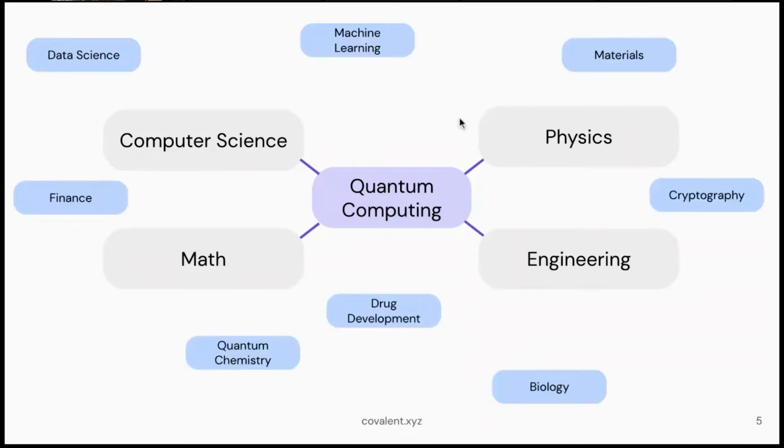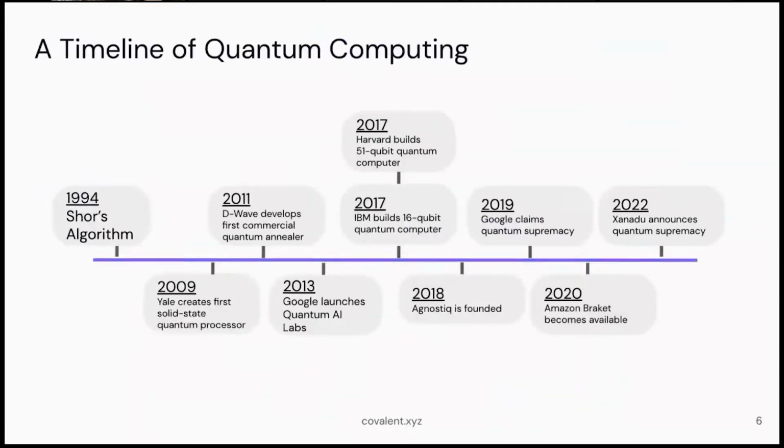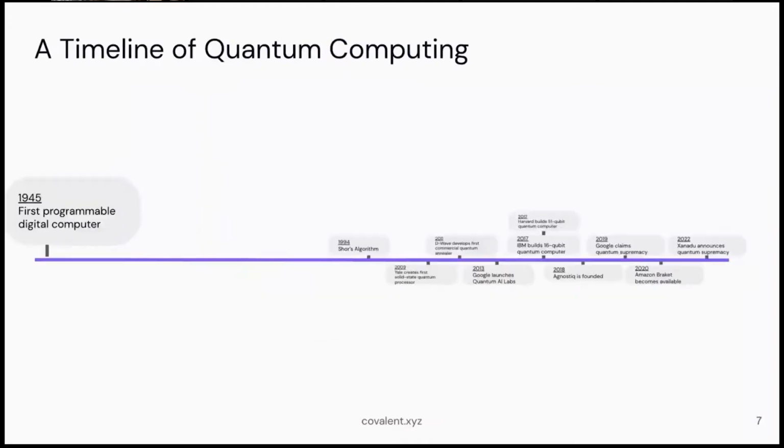Okay, so if we looked at a timeline of quantum computing, and this is an incomplete timeline, it would be pretty short. Things have really gotten rolling in the past couple of decades. But if you wanted to be really complete about it, you might want to say that it starts with the first programmable digital computers. So the first computer similar to classical computers that we have today, which was ENIAC in 1945.